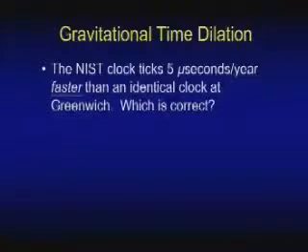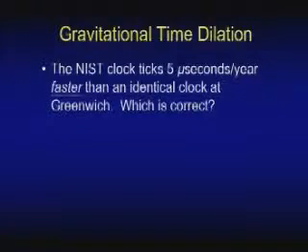But I want to get back to these 2 clocks at Greenwich and at Boulder. They're both accurate to 1 second per million years. The one at Boulder, National Institute of Standards and Technology, ticks 5 microseconds per year faster than the identical clock at Greenwich. So they're both very, very accurate. That's unquestioned. And yet the one at Boulder is 5 microseconds a year faster than the one at Greenwich. Which one's correct? Which one's correct? Turns out they both are correct.